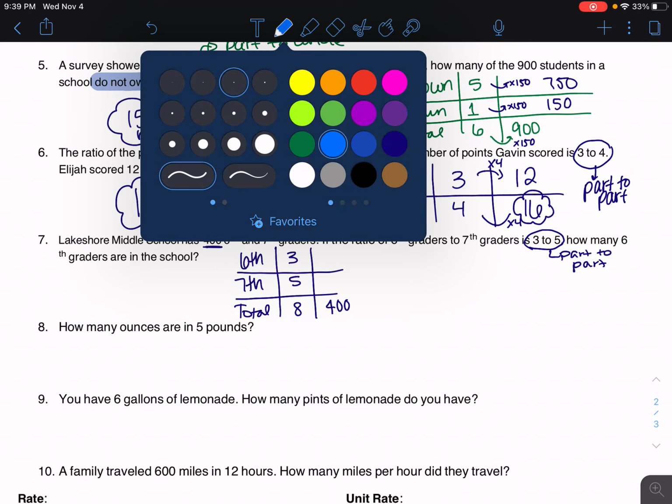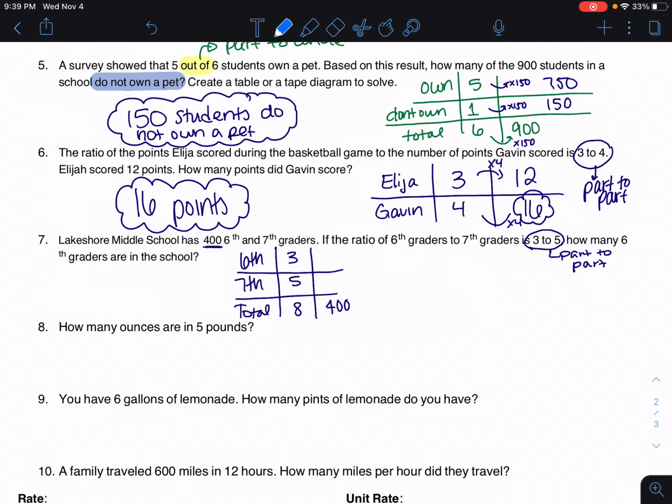To get from 8 to 400, I'm going to multiply by 50. So I'm going to multiply everything by 50. So I get 150 here and 250 here. So how many 6th graders are in the school? There are 150 6th graders.